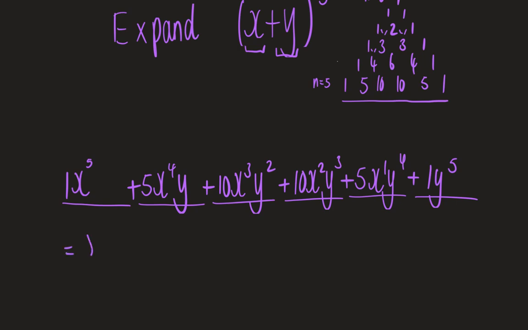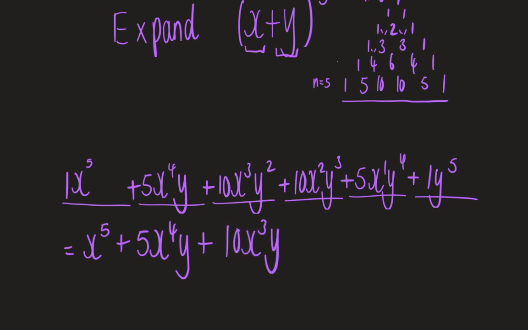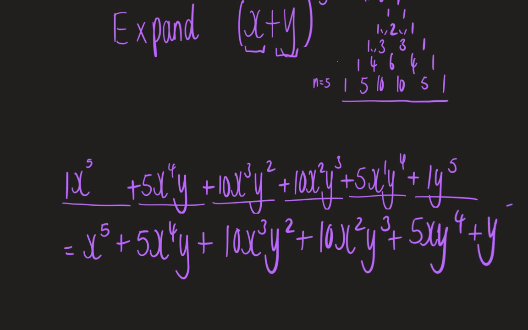We have x to the power of 5 plus 5x to the power of 4 y plus 10x to the power of 3 y to the power of 2, plus 10x to the power of 2 y to the power of 3, plus 5x y to the power of 4, plus y to the power of 5.